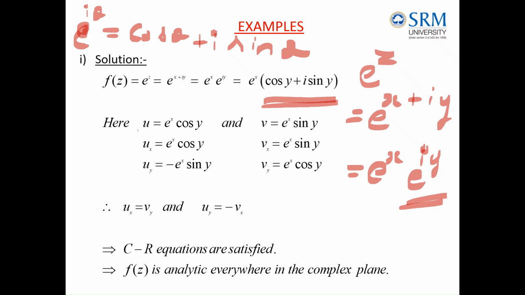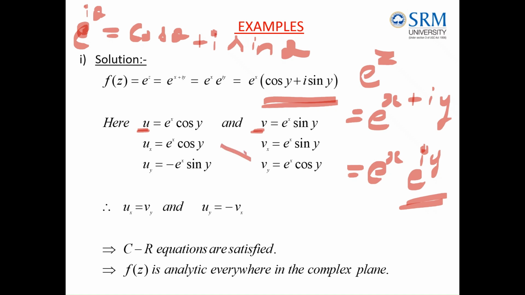Real part we take as u. Imaginary part we take as v. Then find the first order partial derivatives of u with respect to x, u with respect to y, v with respect to x and v with respect to y. After finding these, all the first order partial derivatives exist and they are continuous. Then we need to check whether it satisfies the CR equations.